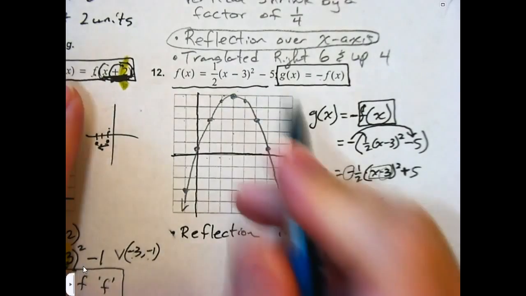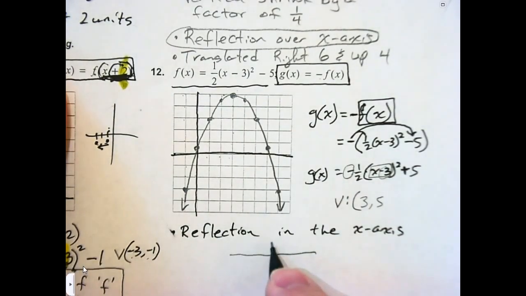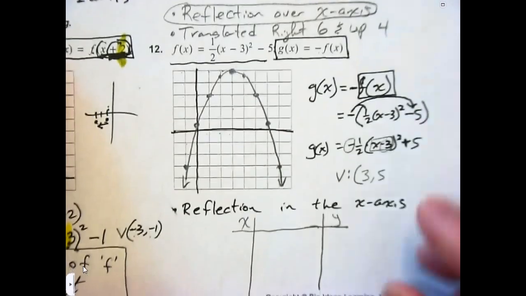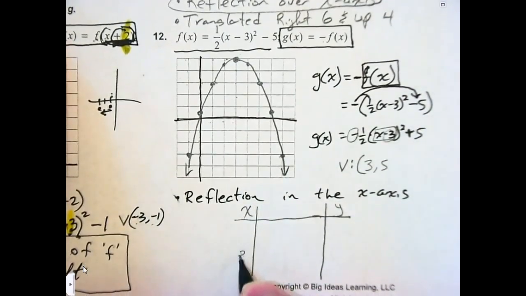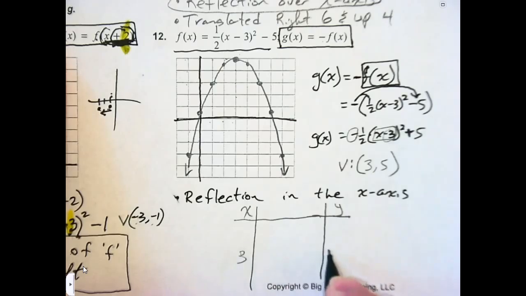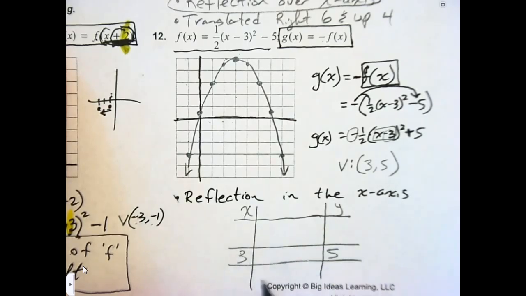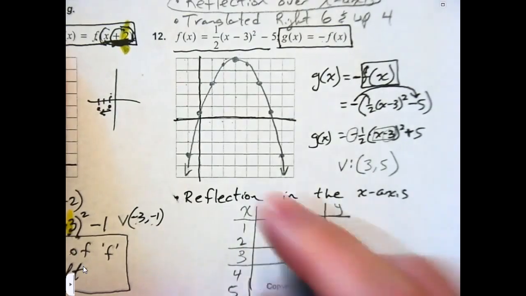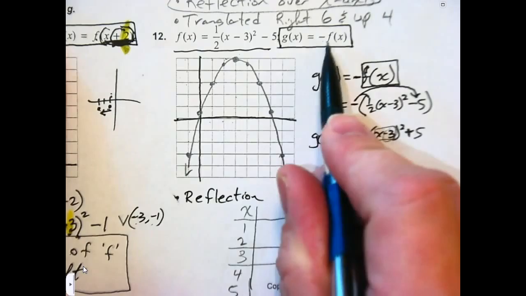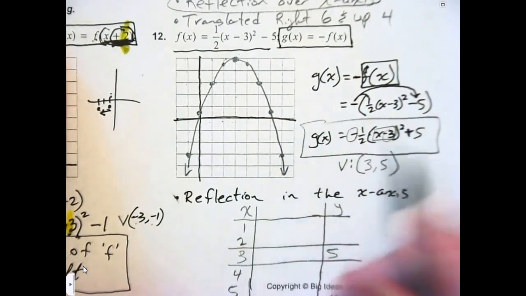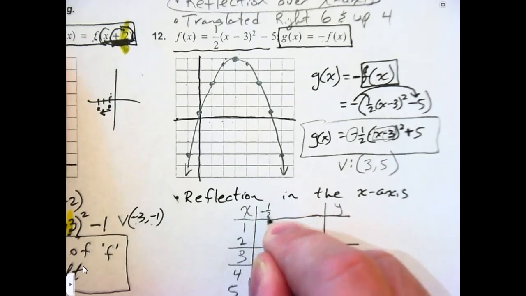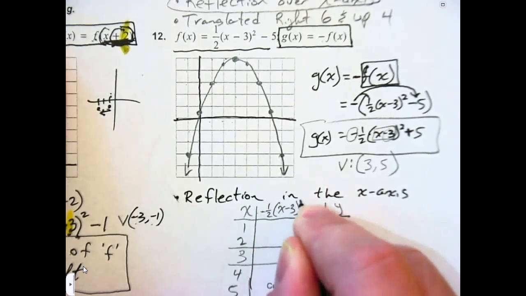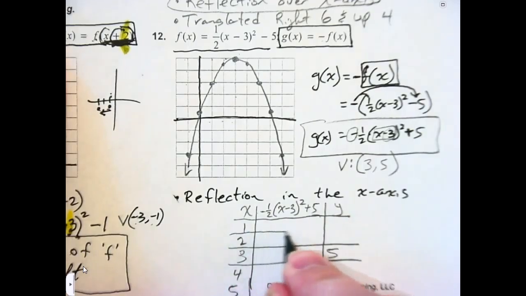If you're not using patterns, then after you find your vertex, you need to create an XY table. In that table, you're going to put your vertex in the middle. So that 3, 5 we have goes right here. Then you need to pick a couple points, 2 points on both sides of the vertex. So you pick maybe 4 and 5 and 2 and 1. You put in your equation. Remember, we've shifted this one, so we need to use this function here: -1/2 (x minus 3) squared plus 5. So you'd have to plug in those values.